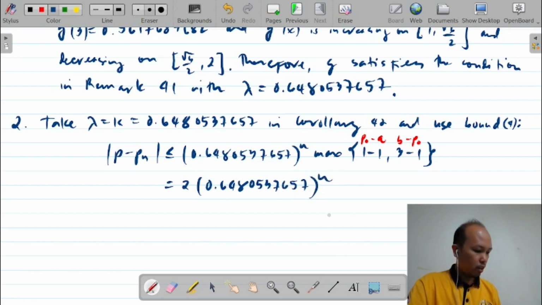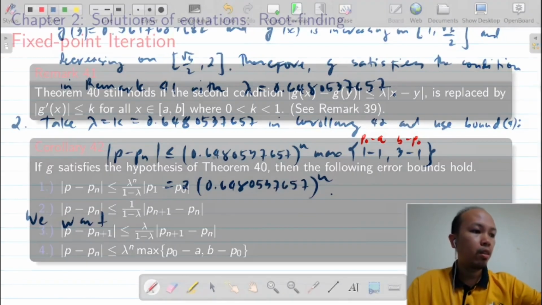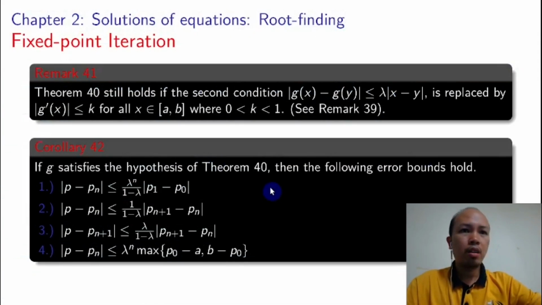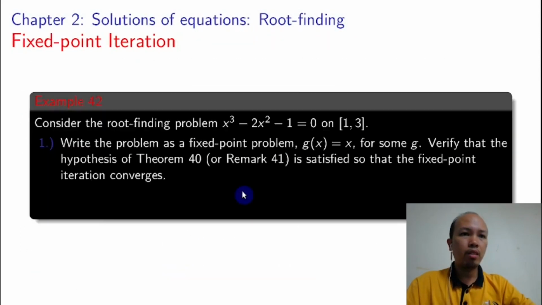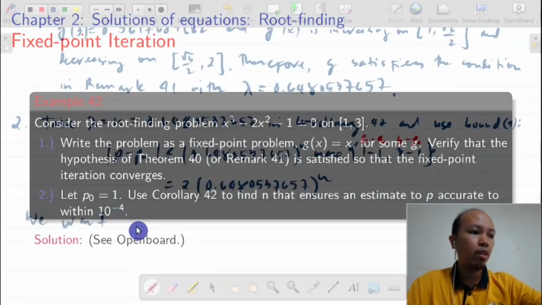Okay, and we want our bound to be, if you look at our given, accurate to within 10 to the negative 4.